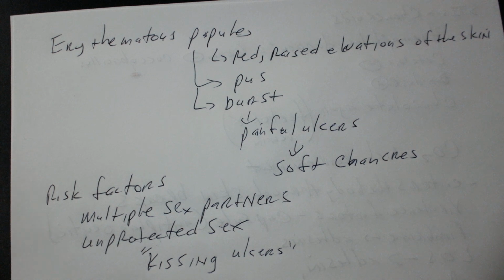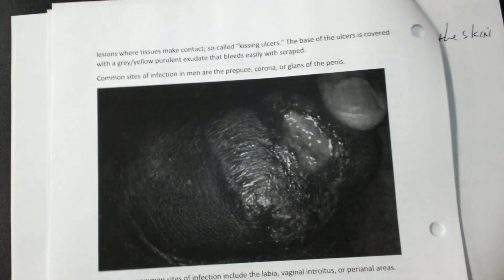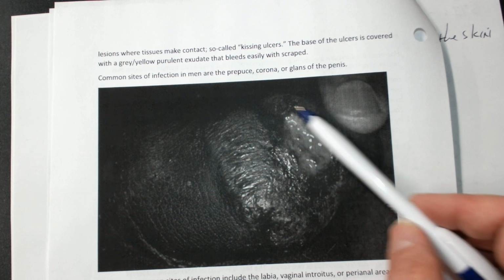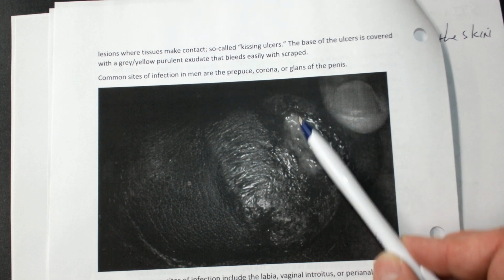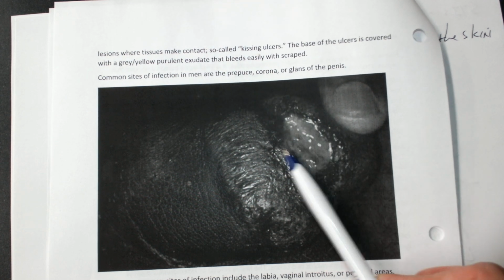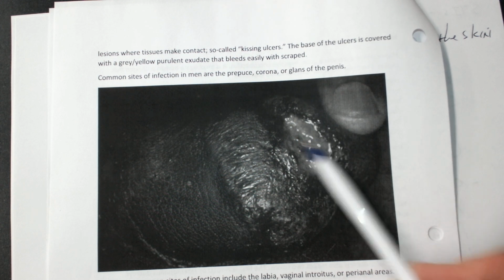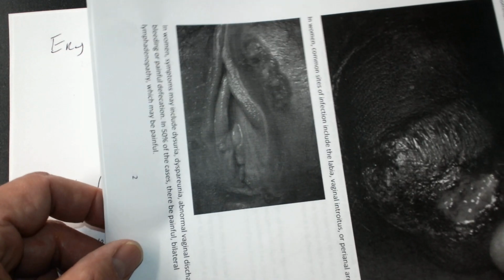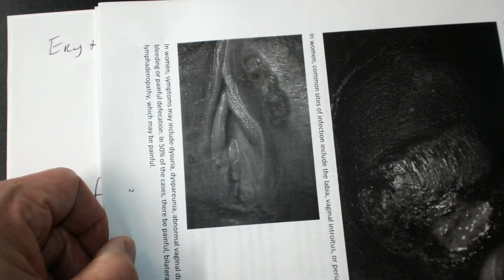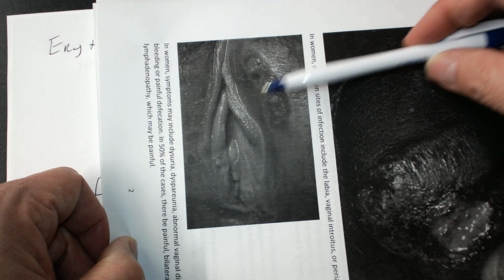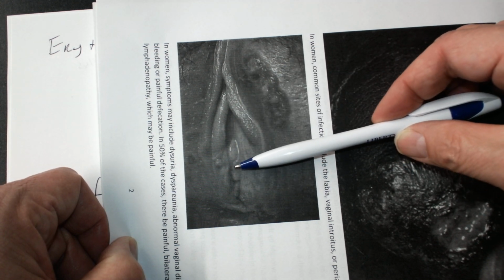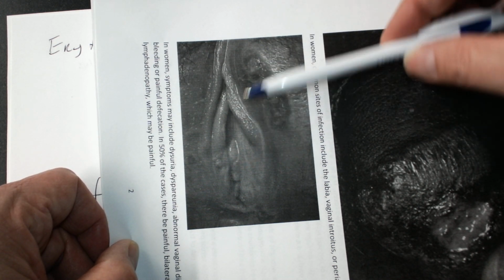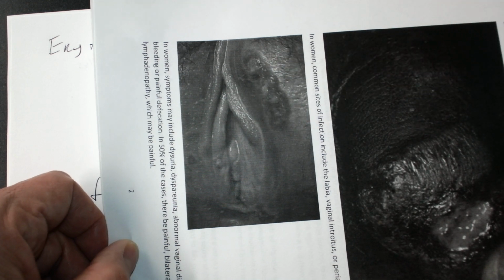So for example, this is black and white, so it's a little harder to see, but here's an ulcer on the prepuce or the glans of the penis, and you can see these two tissues where one abuts the other. That's essentially where the lesion will form. Likewise in a female, as you can see here, you have the labia, the vaginal introitus, or the perianal area. You can see these various lesions here.